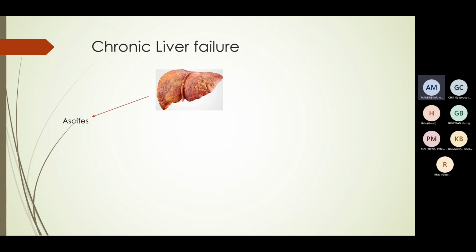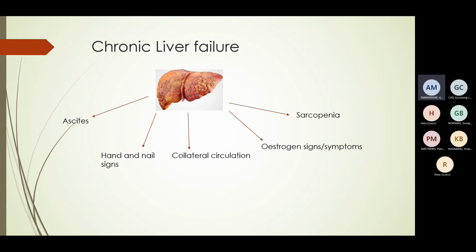No, that's fine. Okay. So other things I was thinking of are hands and nail signs that we see: palmar erythema, clubbing, Dupuytren's contracture, that sort of thing. Issues with the collateral circulation caused by portal hypertension, so caput medusae, prominent thoracic veins, that sort of thing. Oestrogen signs of telangiectasia, palmar erythema, and sarcopenia.